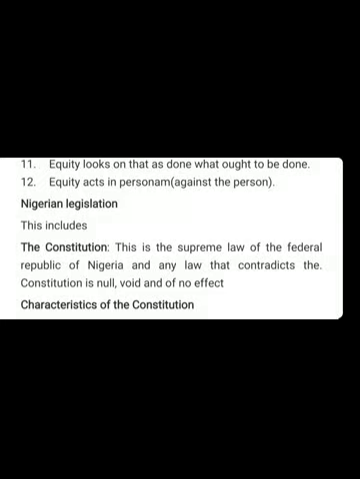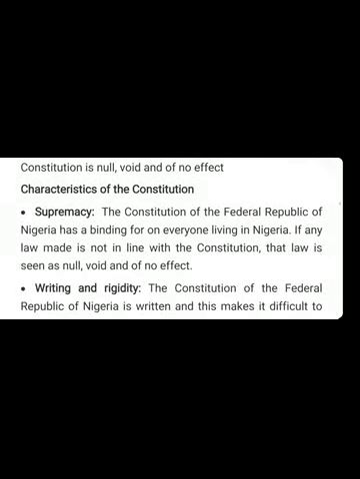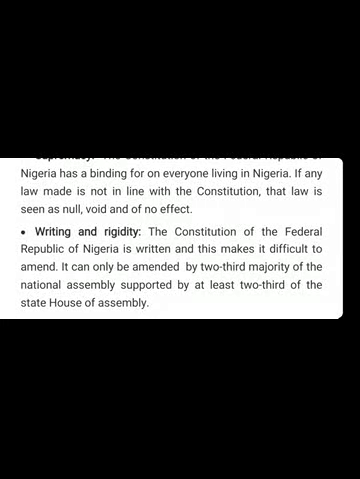Now, what are the characteristics of the Constitution? What are the characteristics of the Nigerian Constitution? 1. Supremacy. The Nigerian Constitution is supreme and is binding on everyone living in Nigeria. If any law made is not in line with the Constitution, that law is null and void and of no effect.